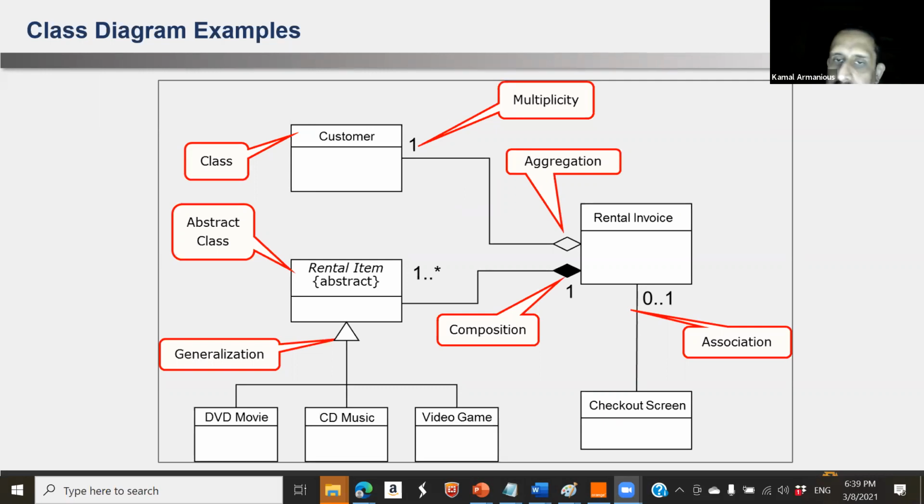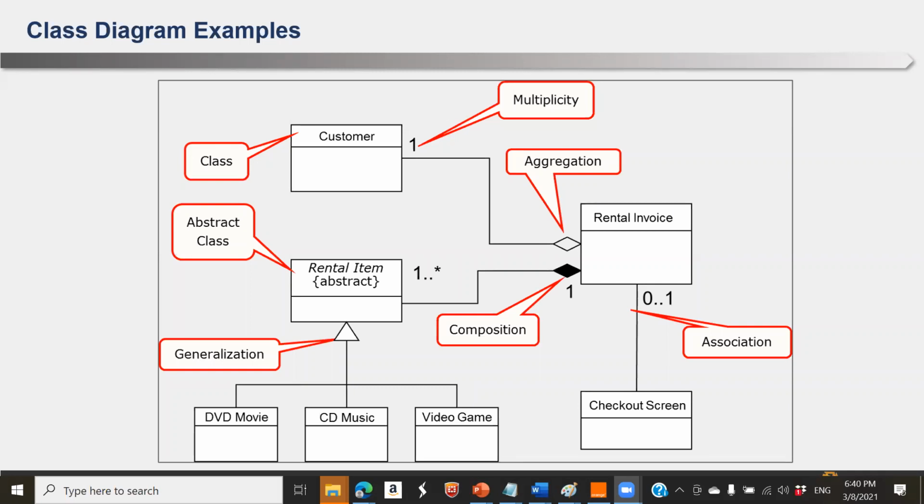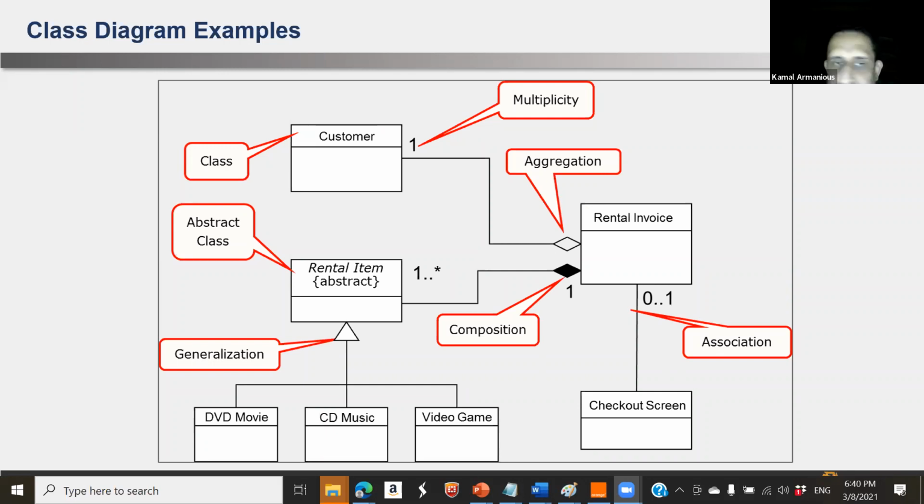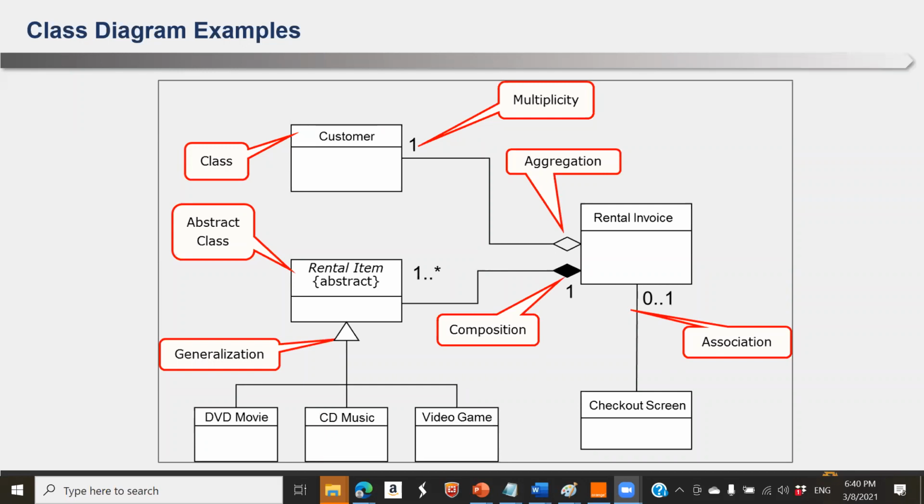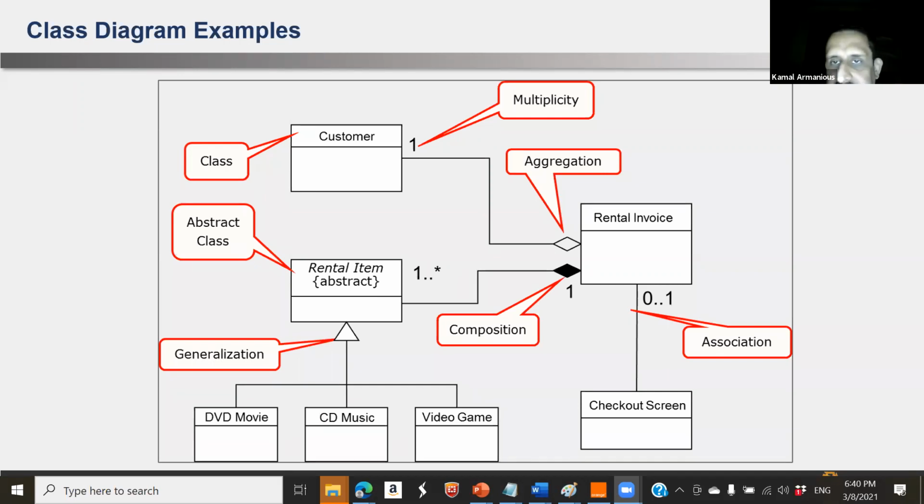Part slash whole. So can a rental invoice exist without a rental item? And supposedly a rental item cannot exist without a rental invoice as well. Yes, because if there's an invoice without a rental item, then this is an invalid invoice. Imagine you have an invoice without buying anything. Exactly. Okay. So what I care about in this lecture is not to write C++.